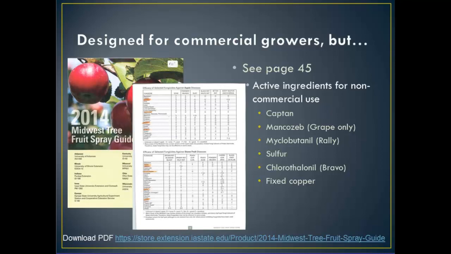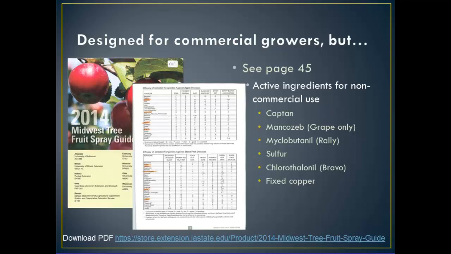One of the other ones that you might not be familiar with, the active ingredient is myclobutanil. On the commercial market, it's known as Rally. On the home market, it's called Spectracide Immunox. If you're not opposed to using conventionally derived pesticides, myclobutanil is a really good one to have as well. For those who are organic, I have on my list sulfur and fixed copper. And one of the other conventionally derived ones that's very common in garden centers is chlorothalonil. On the commercial market, it's called Bravo. So let's go ahead and look at these and how they're used.